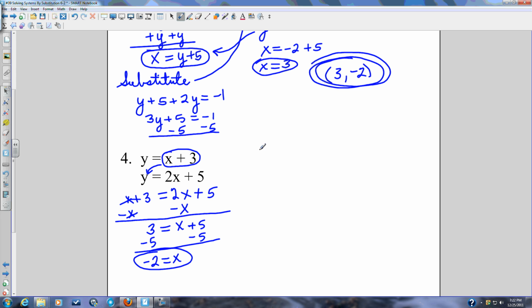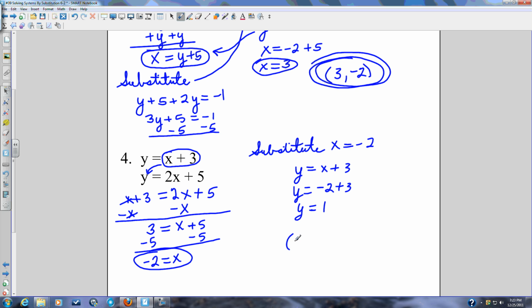Now we would like to find out what y is, so we are going to substitute our answer for x equals -2 into the equation that we have not used. And we were using the second equation the last time, so we're going to plug it into y equals x plus 3. So we have y equals -2 plus 3, so y is 1. And our ordered pair turns out to be -2, 1.